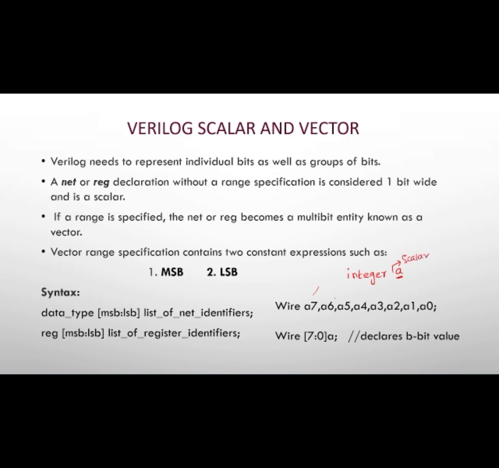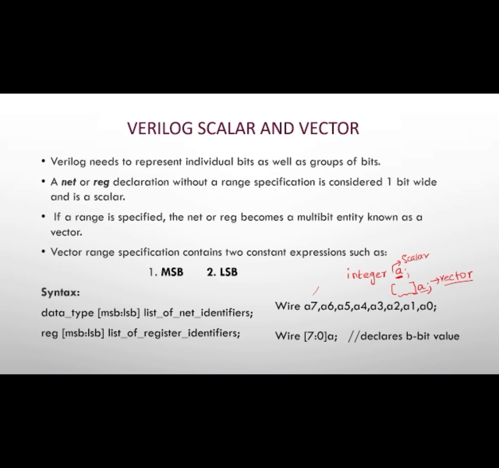Now, for this same example, if I am taking something like a sum of a, that means you are giving some width. When you are giving some width, then it is called vector representation. Whenever you are not giving any width, by default every variable is scalar. Whenever you want to give some width to the particular variable, that is called vector representation.